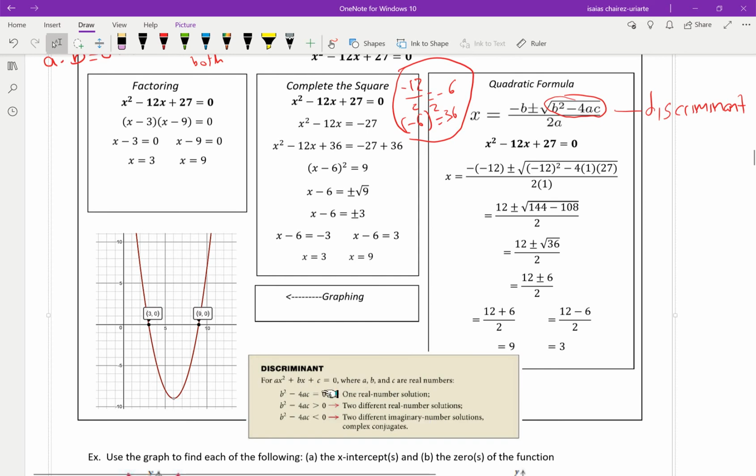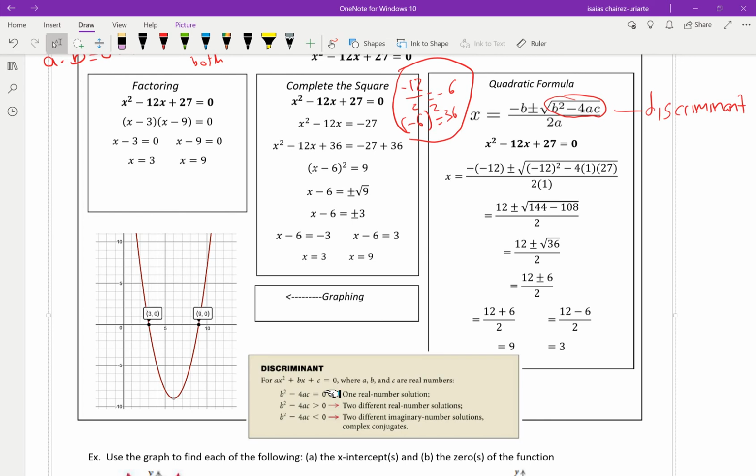So sometimes you might not necessarily need to know what the solution to the quadratic equation is. All you want to know is what type of solution you are going to have. Are you going to have a complex conjugate pair solution? Are you going to have a real pair solution? Or are you just going to have a single real solution?